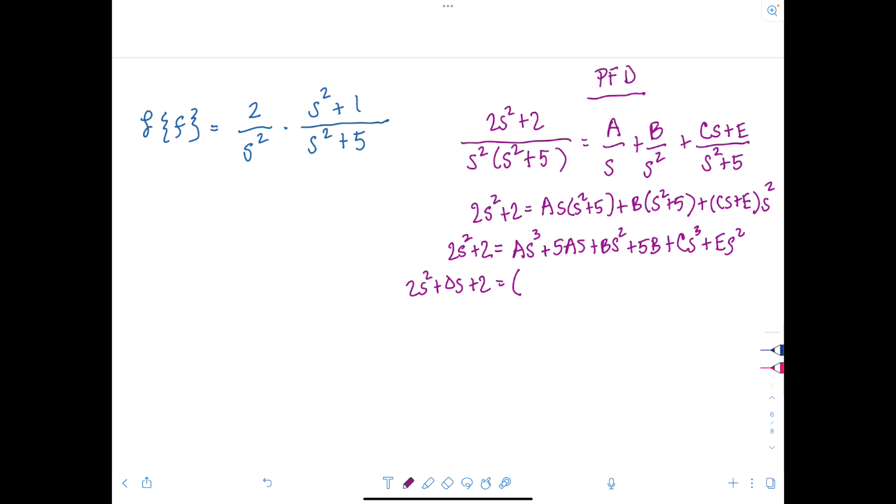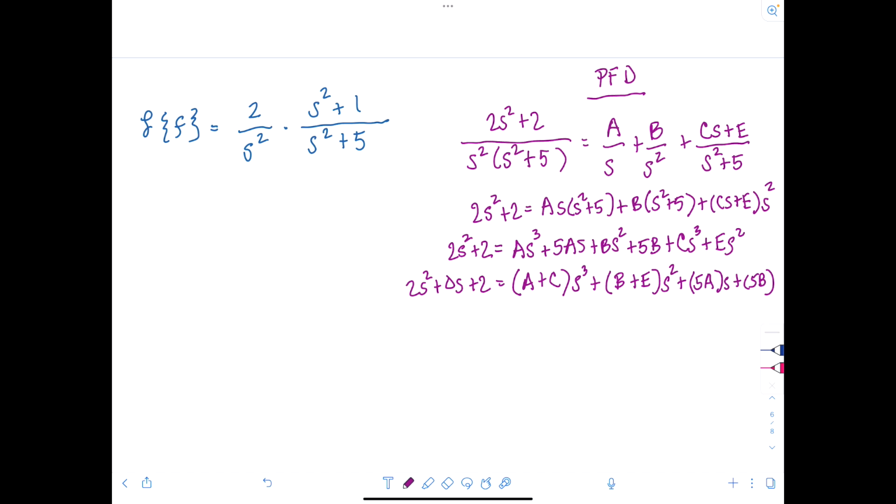So I have how many cubed terms? Just a plus c times s cubed. And then s squared terms, I have b plus e times s squared. And then s terms, I have 5a. And that's it, I believe. And then constant terms, I just have plus 5b. Cool so far?